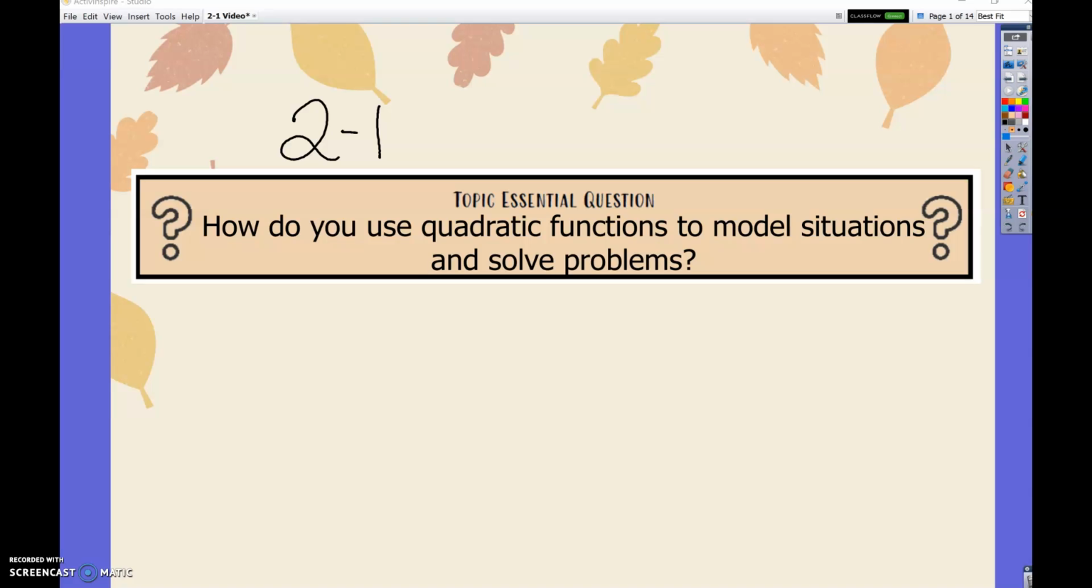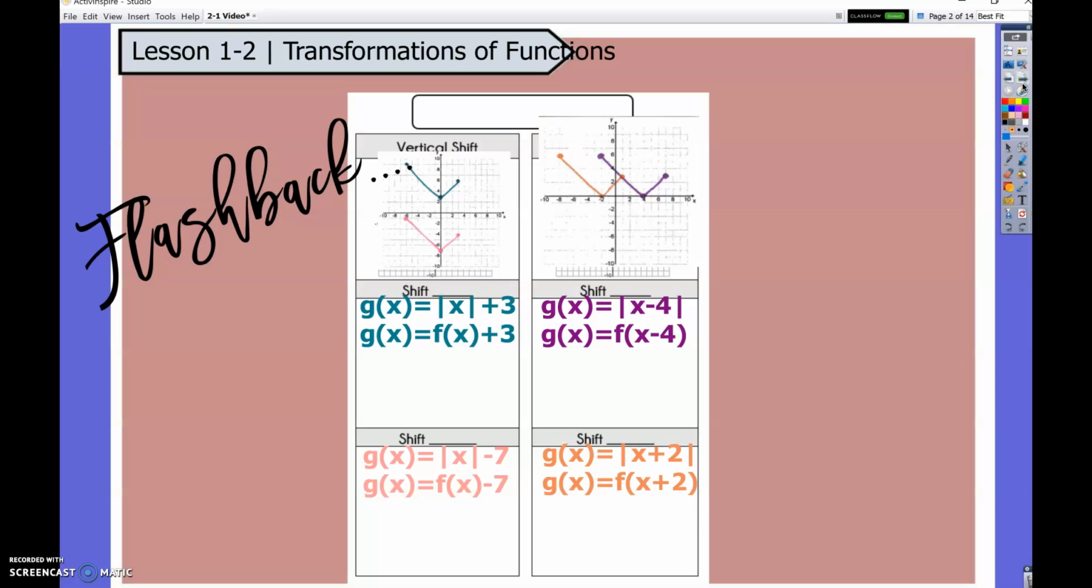In Topic 2, we'll be focusing on quadratic functions. For Lesson 1 specifically, our topic essential question is, how do you use quadratic functions to model situations and solve problems? If you flash back to Section 1-2 in the last topic, we talked about vertical and horizontal shifts.